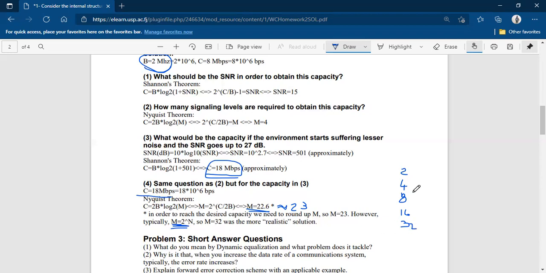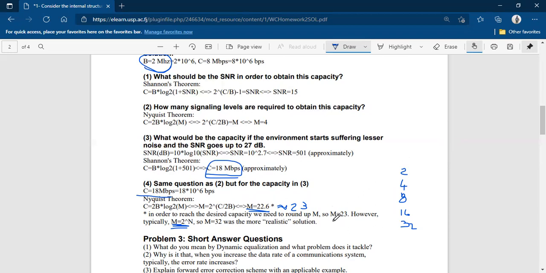Now, based on this, which does 23 lean towards, 32 or 16? Based on that, we have to make our decision. What will be the value of m? Remember, m has to be of this particular order. M has to be some value of 2 to the power f of n, so it has to be close to these values.